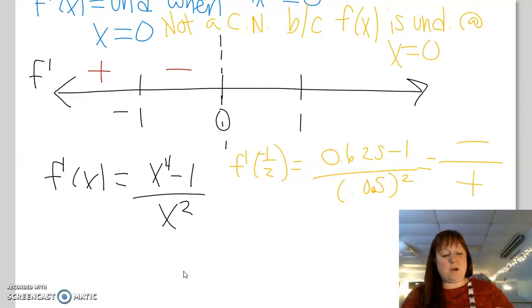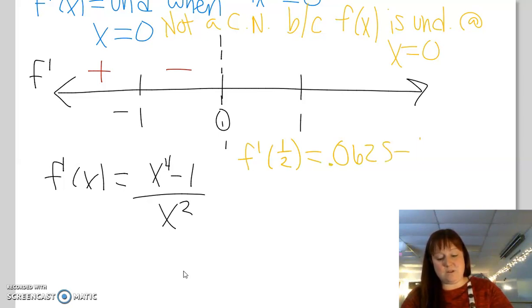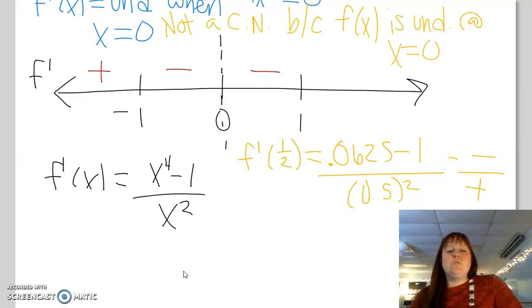And then let's check positive 1/2. So we're just checking in between each of these intervals what's going on with f prime. At f prime of 1/2, we get 0.0625 again because positive 1/2 to the 4th is still that, minus 1 over 0.5 squared. So we're going to get a negative over a positive again. So, spoiler alert, that's a negative. So 0 doesn't actually change signs on either side of 0, which is really interesting.